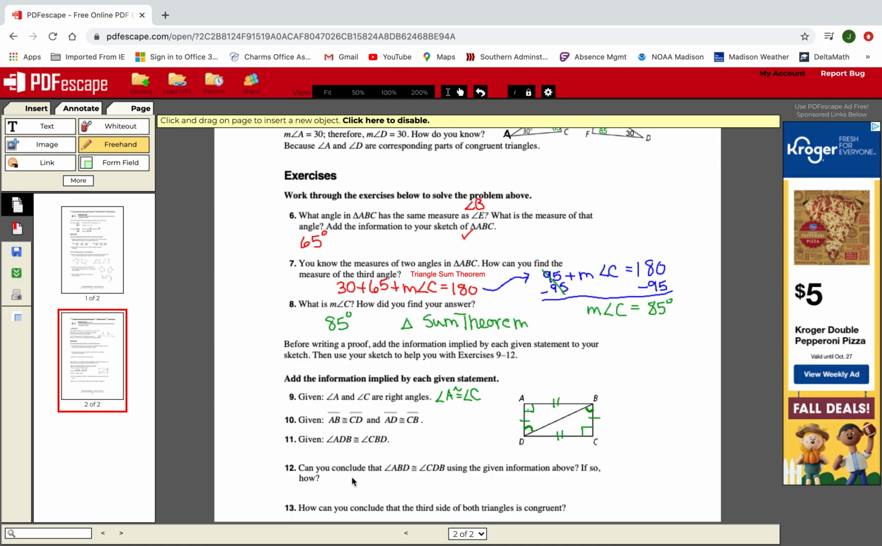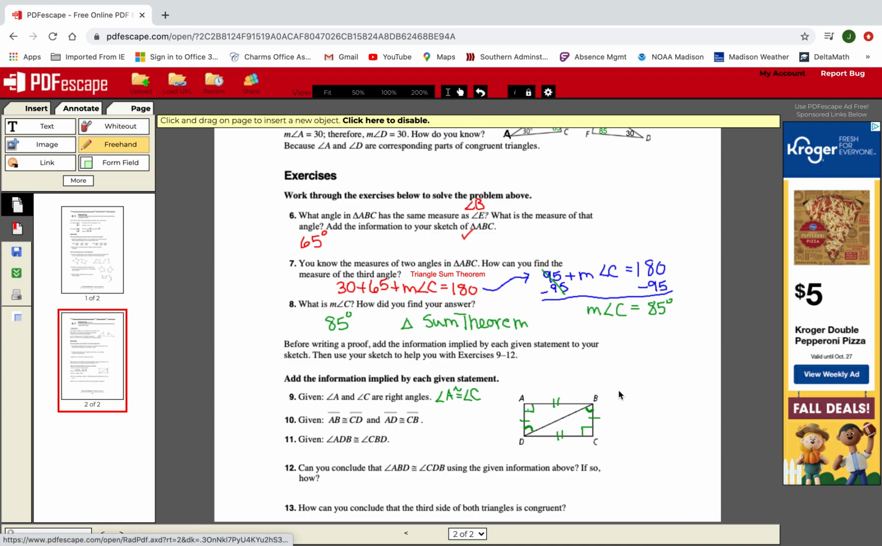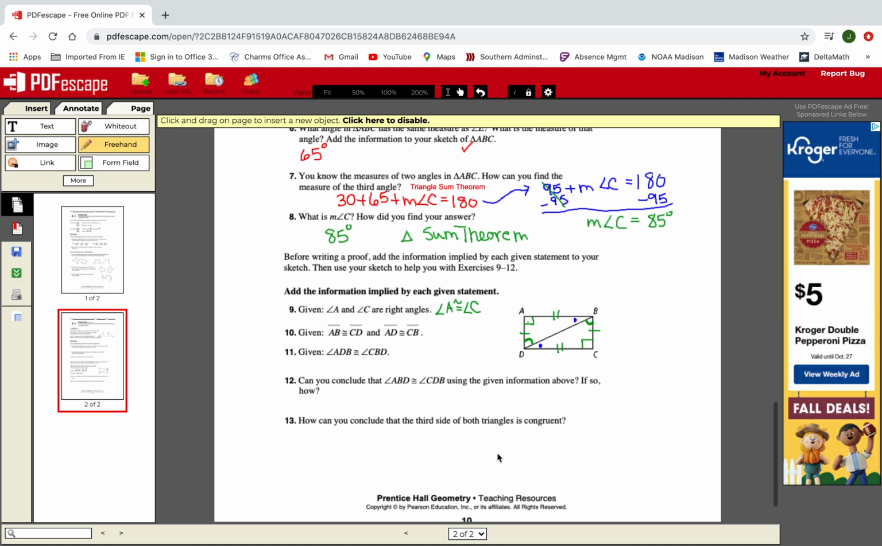And it says, can you conclude that angle ABD is congruent to angle CDB? So we want to know, can we conclude that this third angle is also going to be congruent, using the given information above, and if so, how? Well, the triangle sum theorem tells us that all three angles of any triangle must add up to 180. So if these are the same and these are the same, then the third angle must also be the same. Can you conclude? Yes. We're going to use triangle sum theorem.